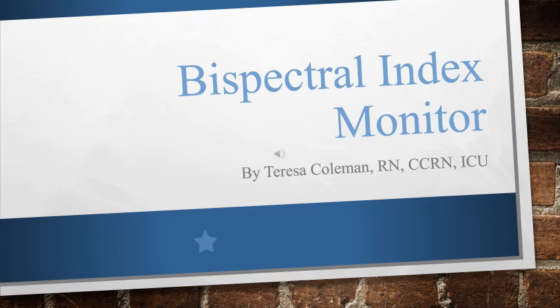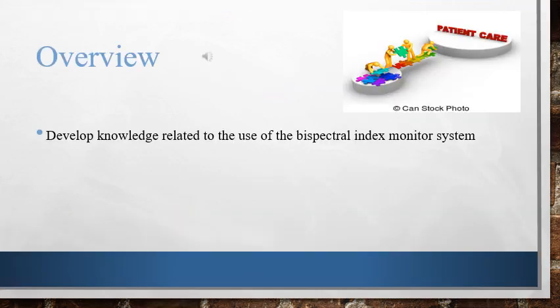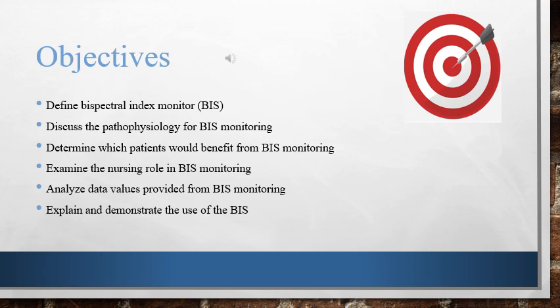We are now going to look at the bispectral index monitor. This is to provide an overview to develop your knowledge related to the use of the bispectral index monitoring system. Our objectives for this will be to define what a BIS is. We're going to refer to it as a BIS. We're going to discuss some of the pathophysiology for BIS monitoring.